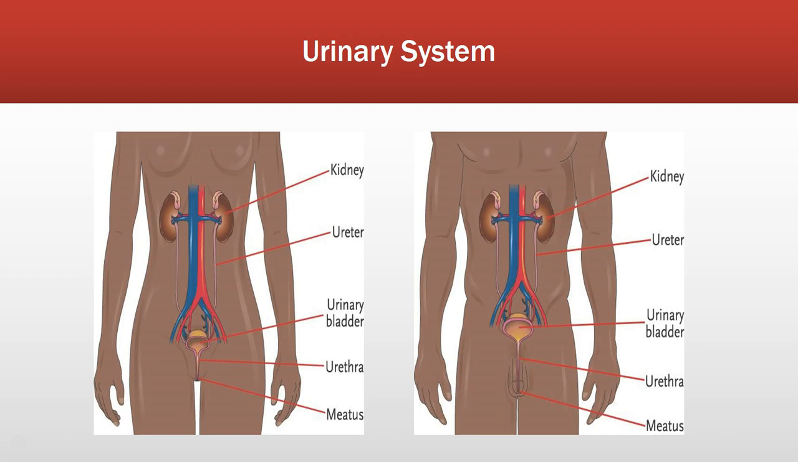Let's discuss some basic anatomy of the human body. We're looking at a female and a male urinary system. The urinary system consists of 2 kidneys, 2 ureters, a urinary bladder, a tube called the urethra, and a meatus.